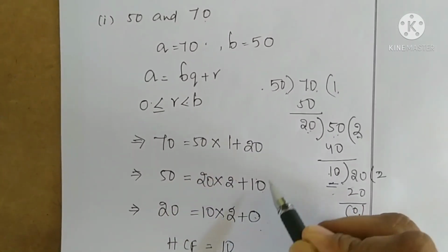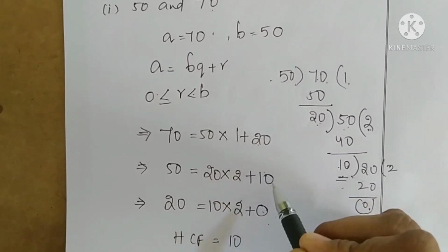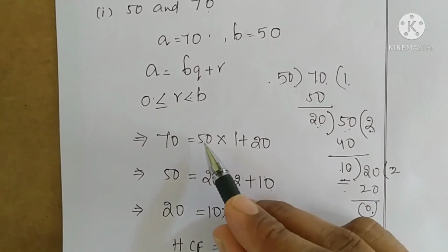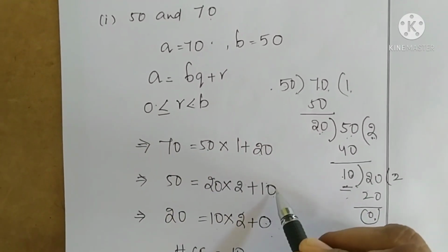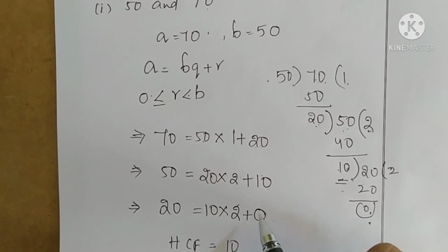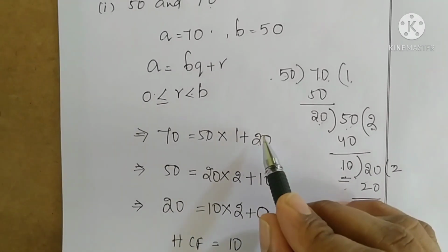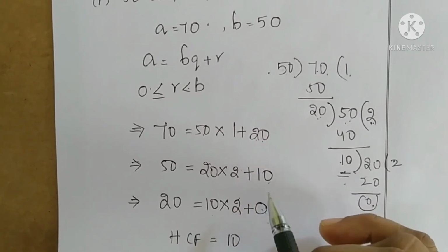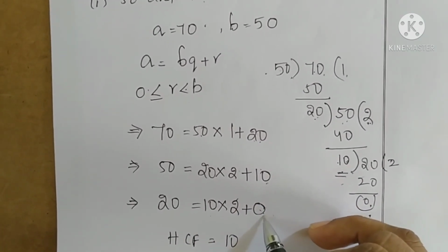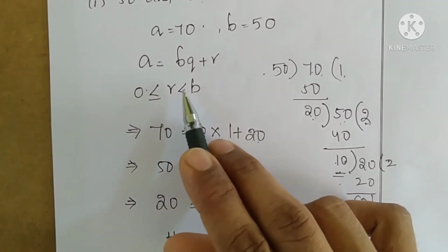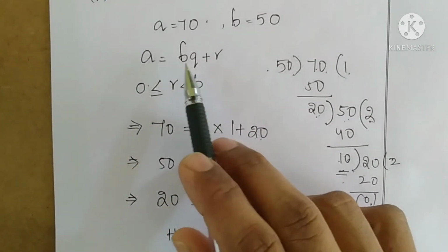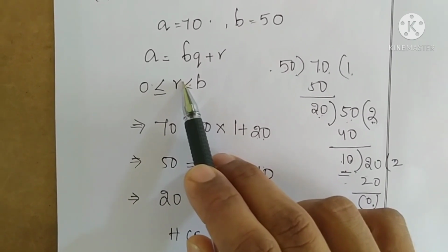In this division algorithm, the remainder r for any instance is always less than b, and greater than or equal to 0. Here it is greater than 0, here greater than 0, and here it is equal to 0. The remainder r is always less than b and greater than or equal to 0. So this is the condition for Euclid's division lemma.